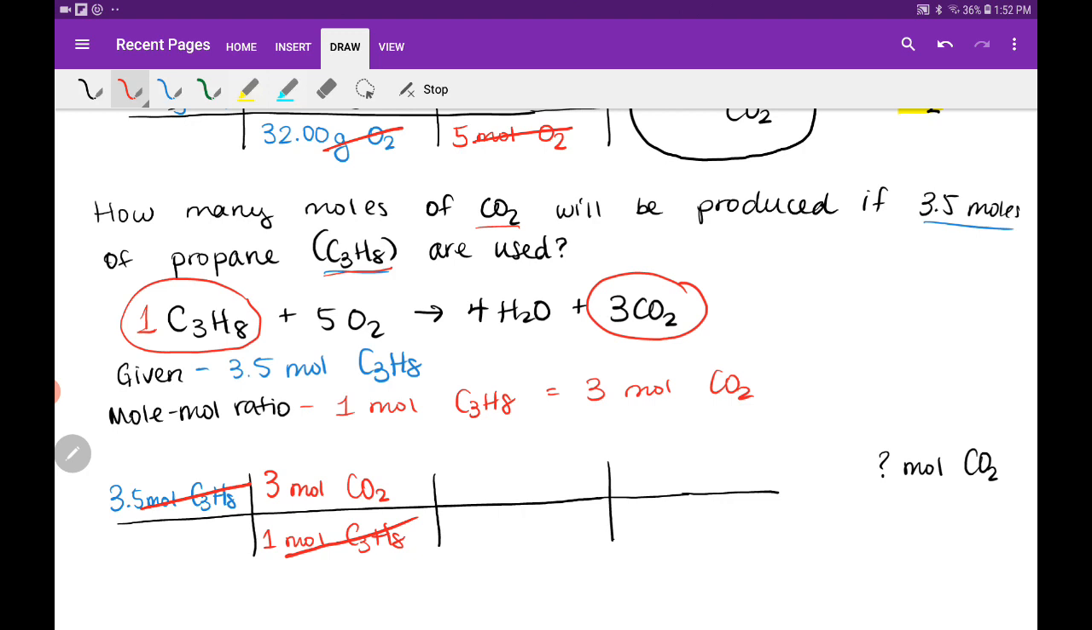And so this isn't so bad, right? Because actually we're done. Because we want moles and we've got moles. So they match. So 3.5 times 3 divided by 1 is actually 10.5 moles of CO2. Yep. Okay. And so as you can see here, we didn't use any molecular weights. Really, the only thing we used was the given here and the mole-mole ratio here.